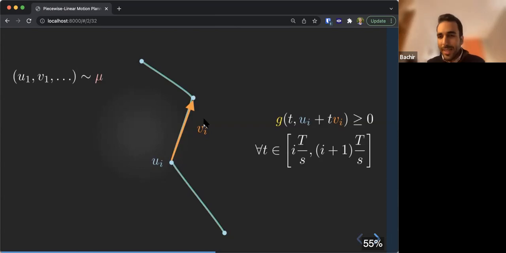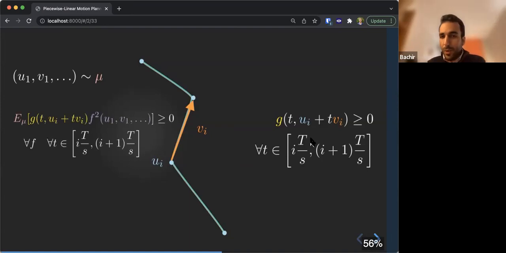A nice way to look at this is you say, I'm going to be looking at distributions over paths, right? So this mu, you can sample from its feasible path to your problem. And we replace this non-negativity constraint with the fact that, if you look at the average of this quantity g that we want to be non-negative times some test function f squared, right? Exactly the same way that we had before, I want this to be non-negative.